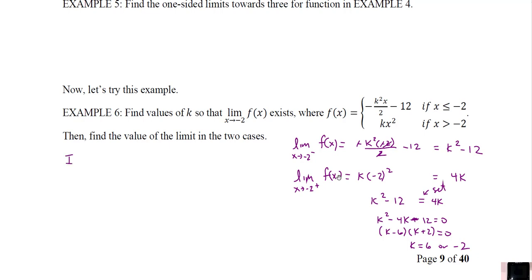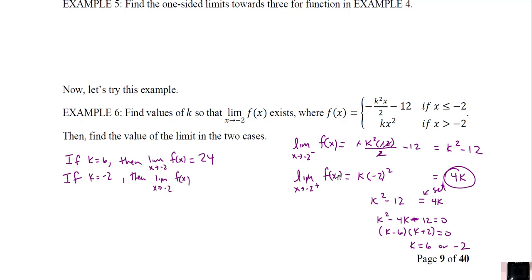So if k were 6, then the limit as x approaches negative 2 of this function would be, remember the limit was 4k, so if it were 6 it would be 24. And if k happened to be equal to negative 2, then the limit as x approaches negative 2 for f of x would be 4 times negative 2, which is negative 8. And that concludes finding the value of the limit in the two cases.